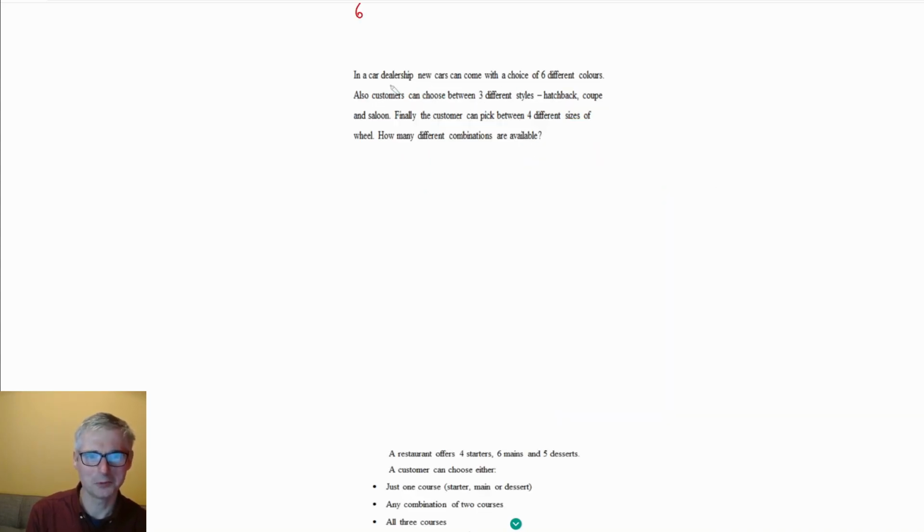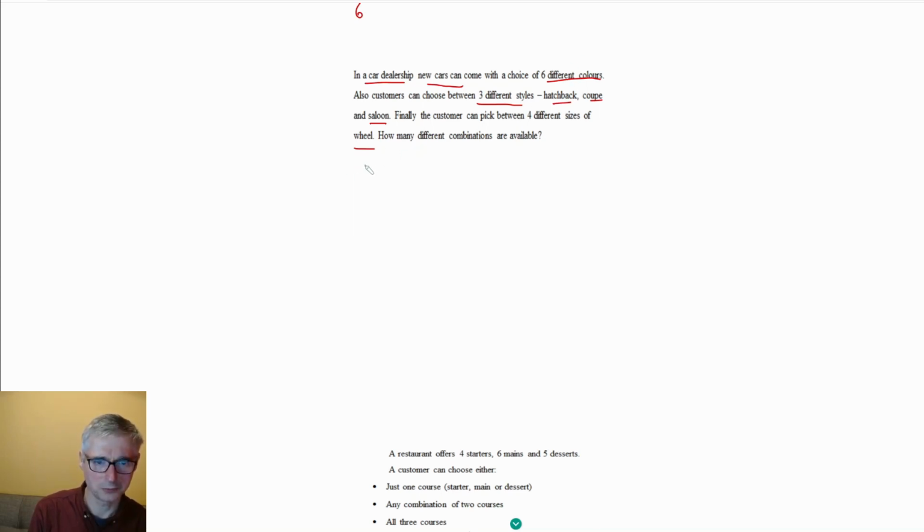In our next example we've got a car dealership. It says that new cars can come with a choice of 6 different colours, and customers can also choose between 3 different styles, which are hatchback, coupe and saloon. Finally, the customer can also pick between 4 different sizes of wheel. So how many combinations are there? Again we could write down all the different combinations, but this would take us a really long time with so many different options.